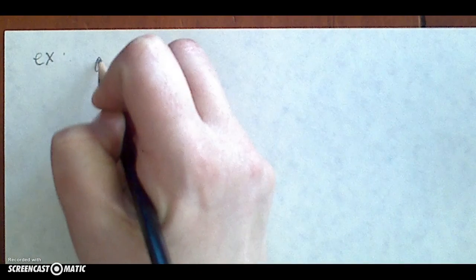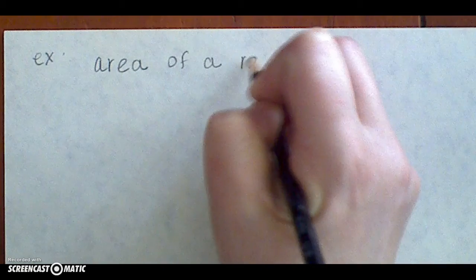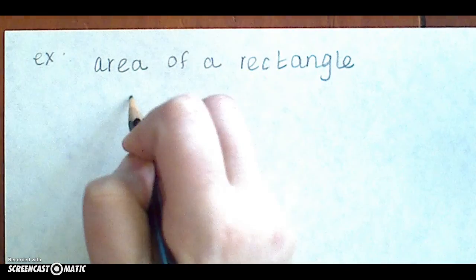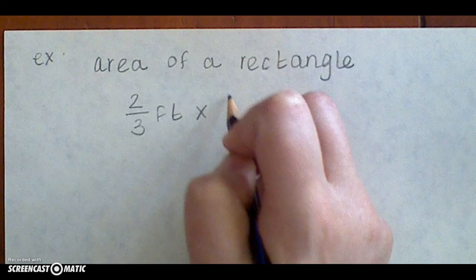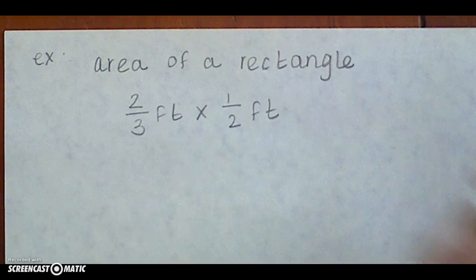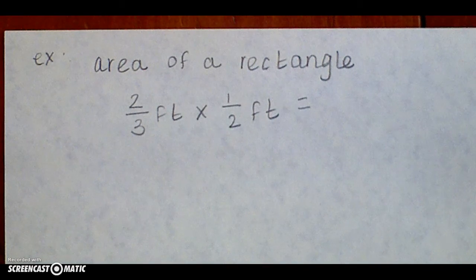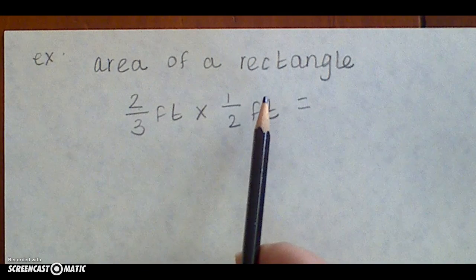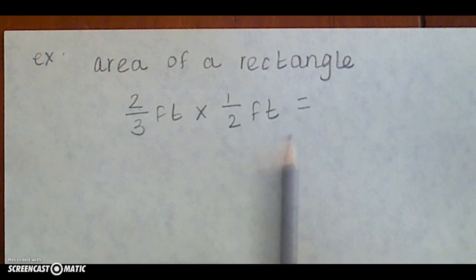So the first example I'm going to show you is the area of a rectangle. The area of a rectangle for this example will be 2/3 feet times 1/2 foot. We are going to follow the same exact process we've been doing in class, where we can either multiply straight across, multiply your numerators and then multiply your denominators and reduce at the end, or we can reduce beforehand. So that's what I'm going to do.